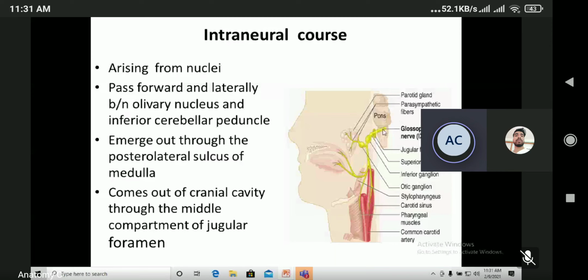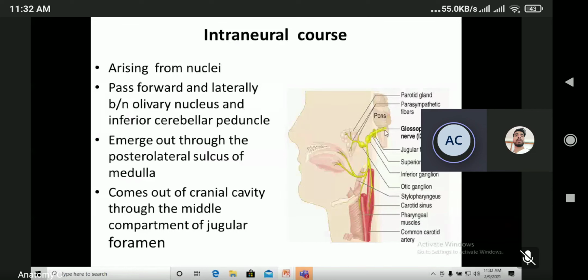From here it comes out of the cranial cavity through the middle compartment of the jugular foramen. So what structure passes through the posterior compartment of the jugular foramen? Which structure is present in the posterior compartment? That is the jugular vein.